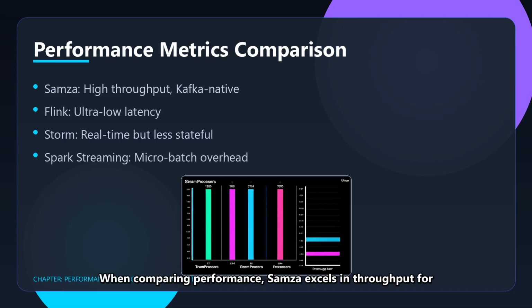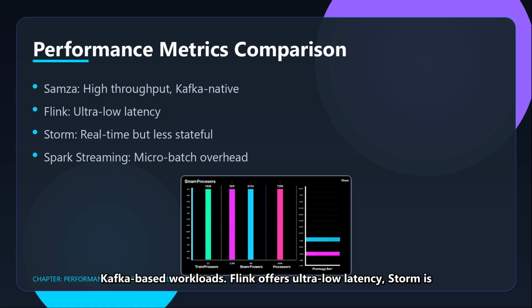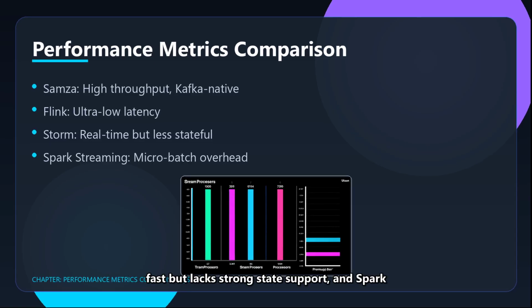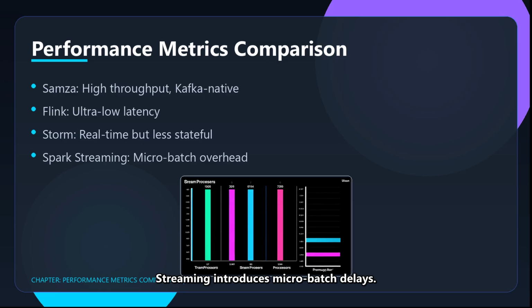When comparing performance, Samza excels in throughput for Kafka-based workloads. Flink offers ultra-low latency, Storm is fast but lacks strong state support, and Spark Streaming introduces micro-batch delays.